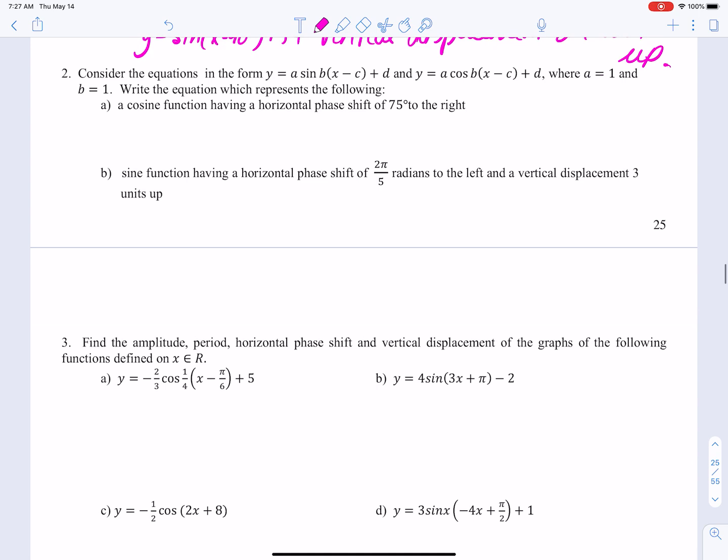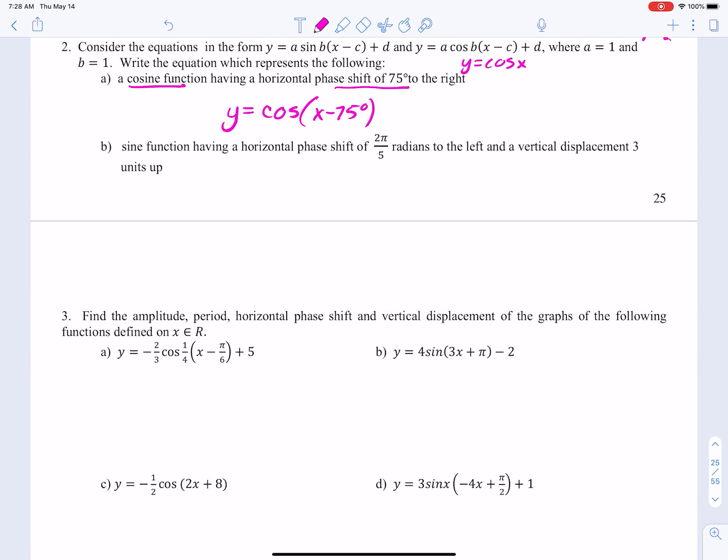All right, next part, we're just going to write the equations now. So we have a cosine function with a horizontal phase shift of 75 degrees to the right. So we know your base function looks like this. So we just have to indicate it with a shift of 75 degrees to the right. So our equation is going to look like that.